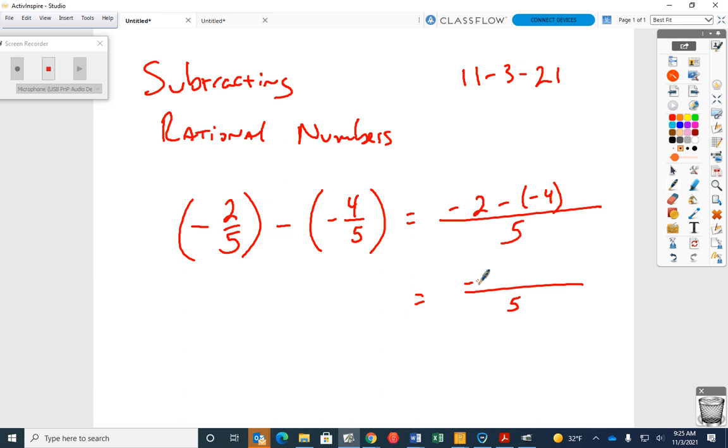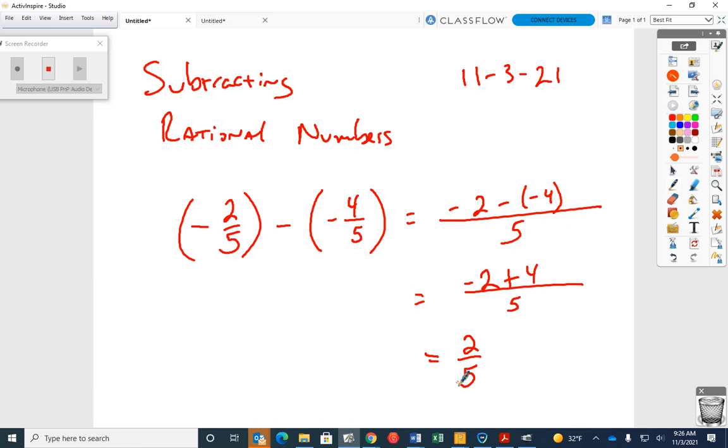So I'm going to copy. The first one is copied. It stays the same. Copy. This becomes addition. And what's the opposite of negative 4? 4. Now this you should be able to do pretty fast. What's negative 2 plus 4? 2 over 5, and that's my final answer. You kind of see how I got to that? If you don't go the route of copy add opposite and changing these into addition, these are really tricky. But how many of you thought that was difficult? That was easy, wasn't it?